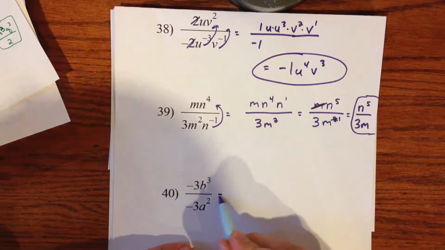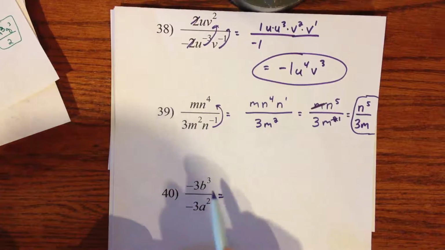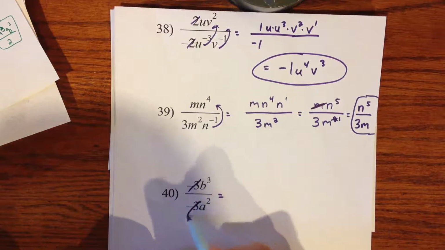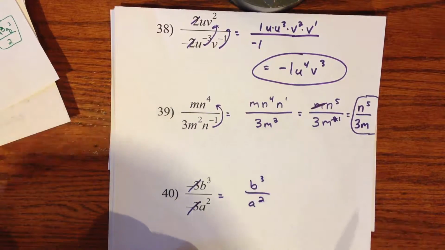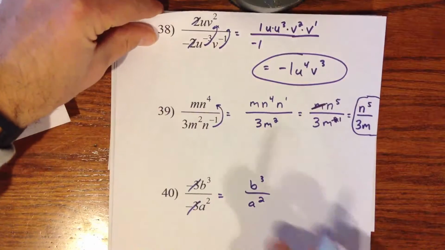Alright, number 40. Negative 3 divided by negative 3 is 1. Those cancel out. And we're done. Don't you wish they were all that easy?